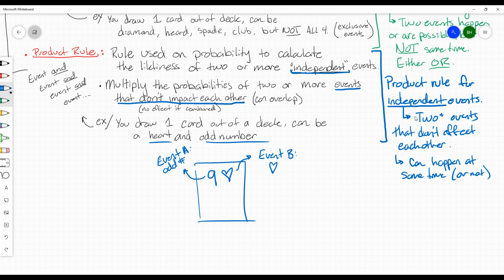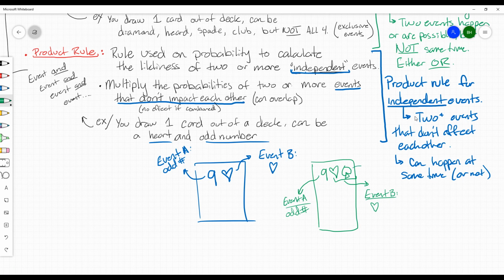Now, for example, if I were to go back to the previous, the additive rule, and I were to look at this, could I have a 9 of a heart spade? So yes, I can have a 9. This would be event A, which could be our odd number. But then the second event here, event B, you can call it a heart. But then you have another event, C, which is a spade. Now, these two cannot happen at the same time. These are exclusive events.